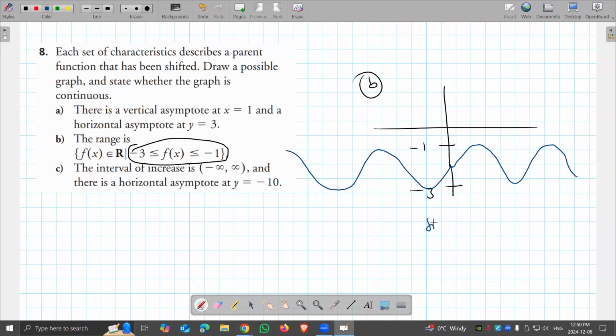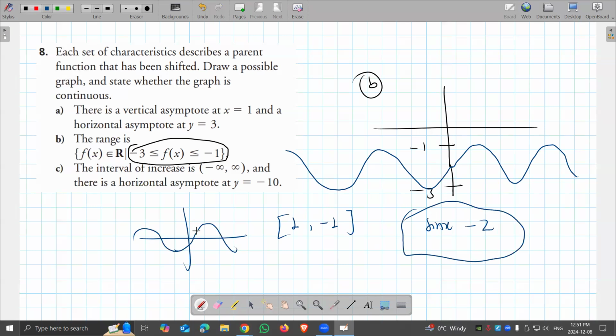An equation could be sine of x minus 2. Actually, let me think. Minus 2 works. Because the original function has a range of 1 to negative 1. This is the parent function. So all we did to this was shift it 2 units down. So that would be the equation. We just shifted the parent function 2 units down.